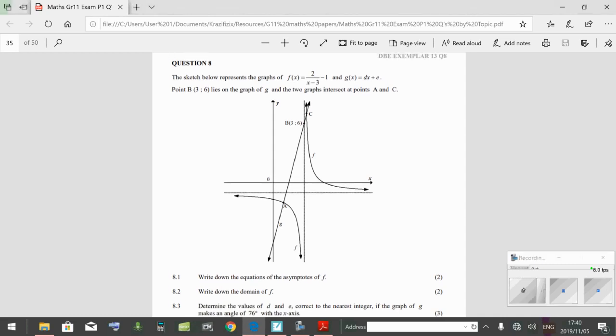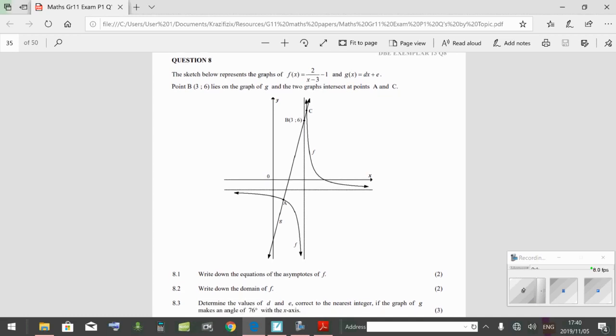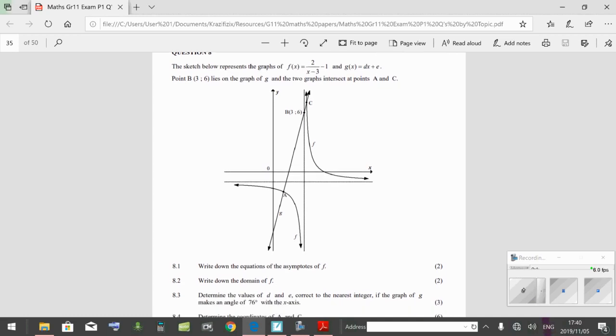And our first question is this one here. The sketch below represents the graphs of f of x. As you can see, this is definitely a hyperbola, is equal to g of x, which is definitely a straight line, y is equal to mx plus c. Point B (3, 6) lies on the graph, and the two graphs intersect at points A and C.